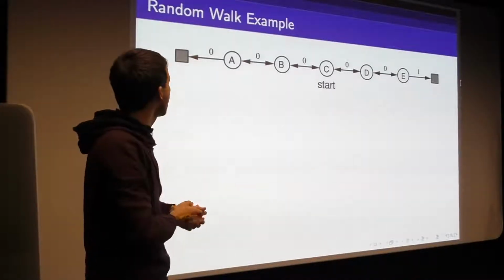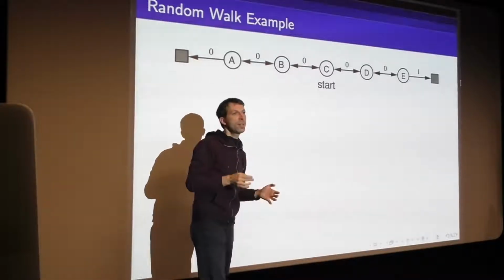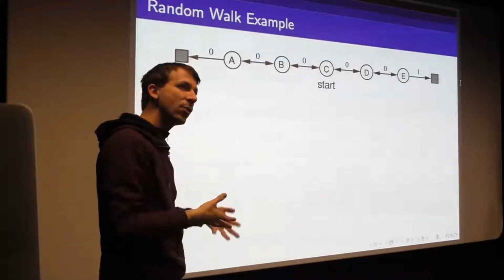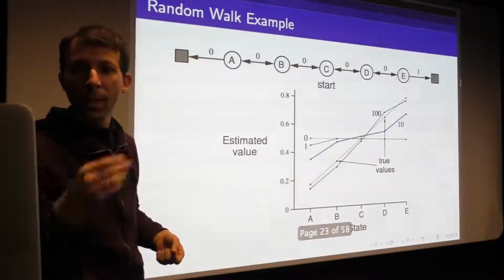Okay, and then the question is, well, what's the value function for this thing? What's the value of being in each of these states? And we could just use this, the simplest possible case, to get an intuition of how Monte Carlo and TD compare to each other.